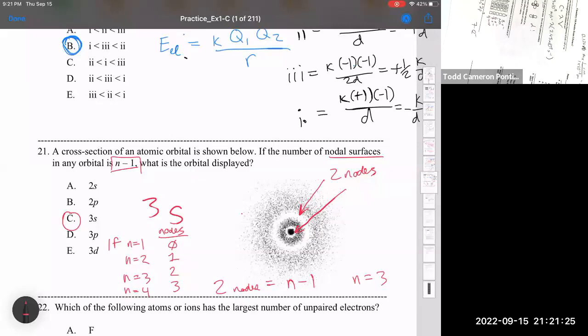Yes, a node is an area of no electron density. A node is where no electrons dare to go. So it's represented as a blank area, an area with 0 electron density here.